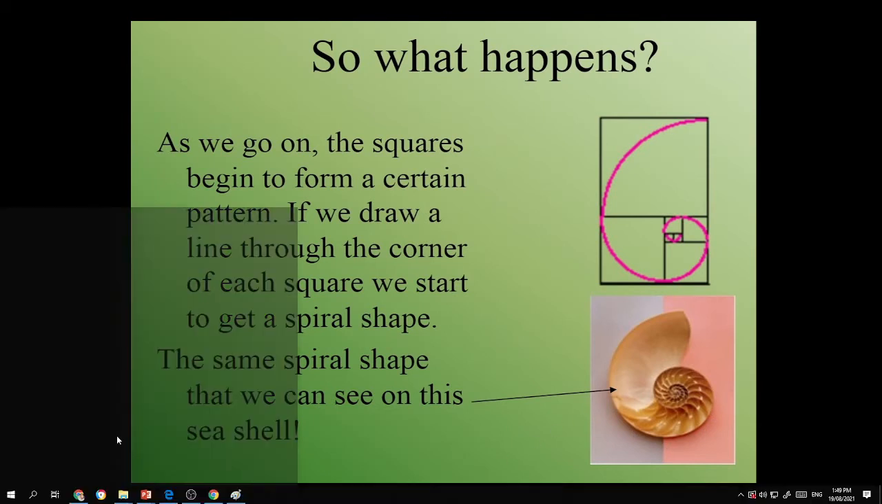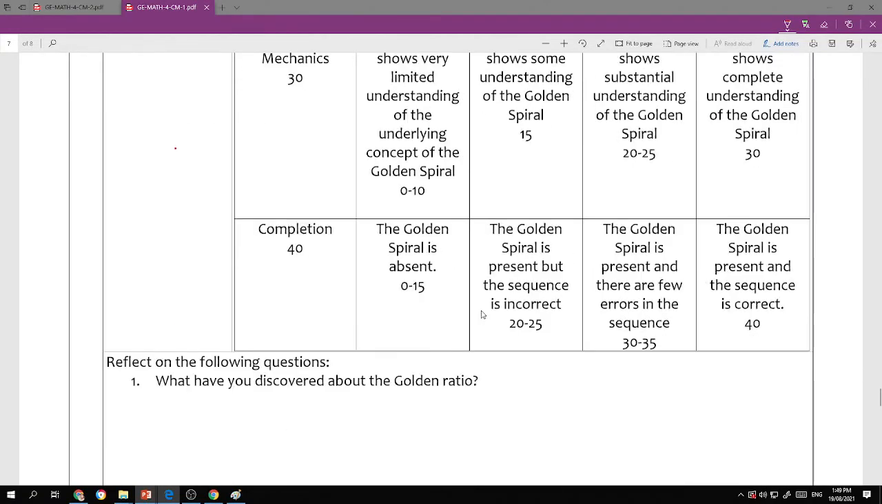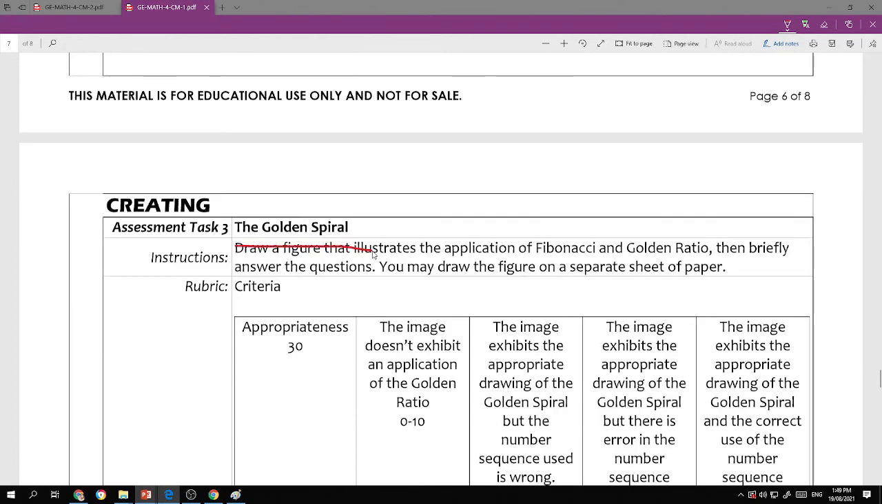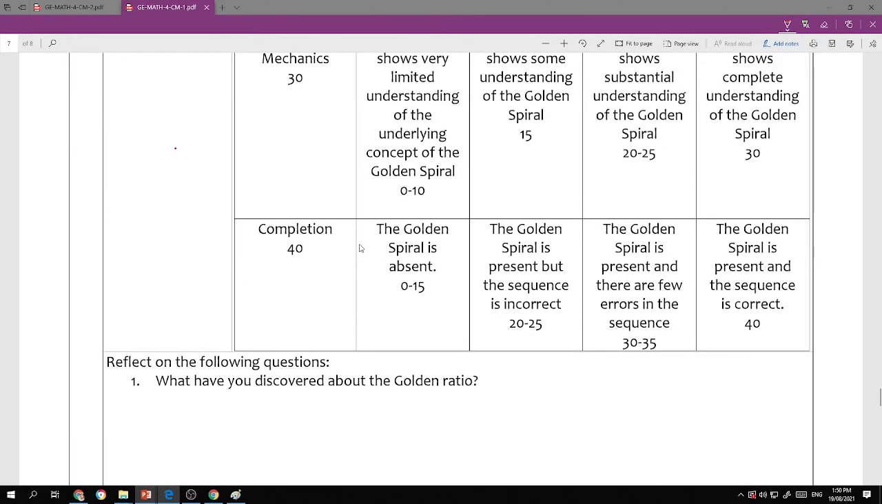Okay, back to our module. Here, first I want you to draw a figure. It's up to you whether you draw a shell or rabbits. There are a lot of figures containing the Fibonacci sequence, such as a sunflower. Then answer these questions: What have you discovered about the golden ratio? Where can you find the presence of the golden ratio? So there is more in this creating part. Questions about CM number 1.